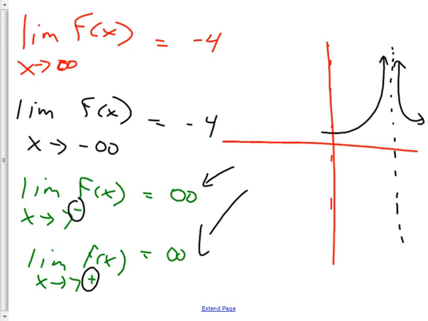Now, how do I know what it's getting close to on the other end? Oh, wait a minute. The other end's got to be getting close to negative 4. That's the other asymptote down here.